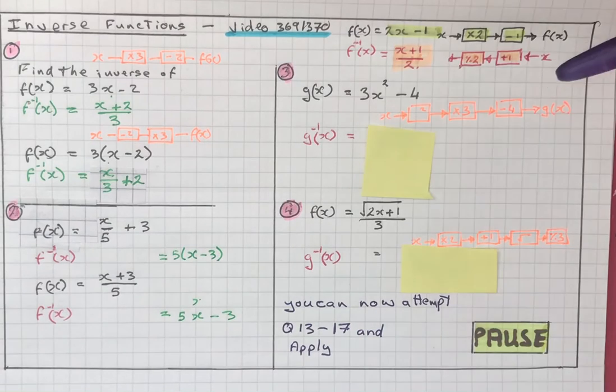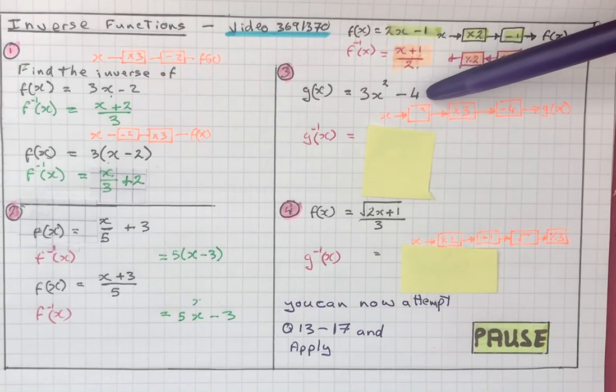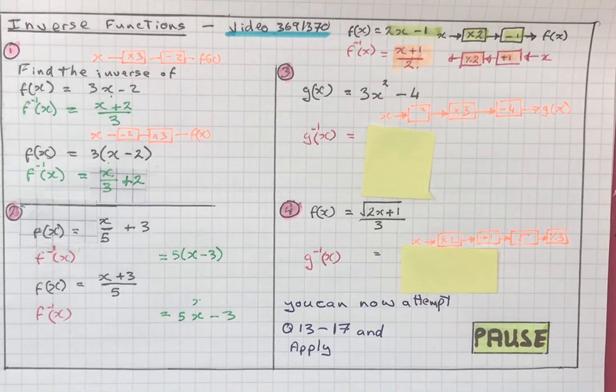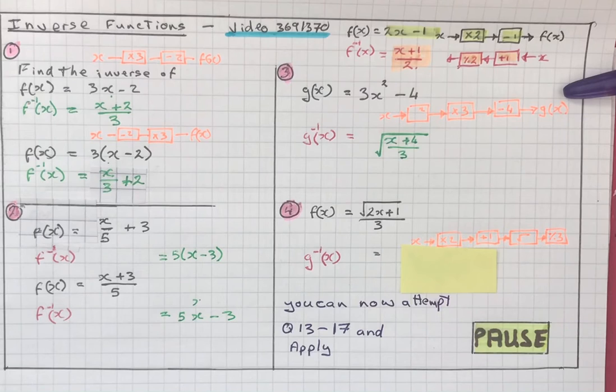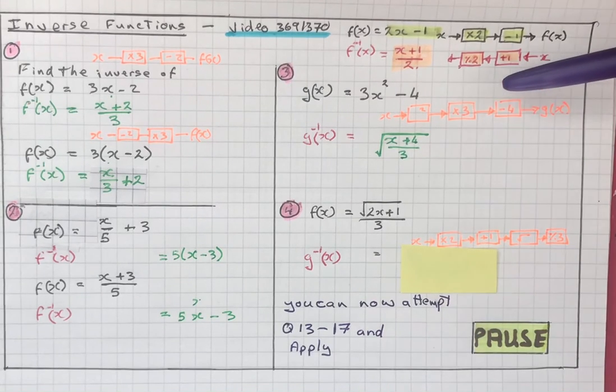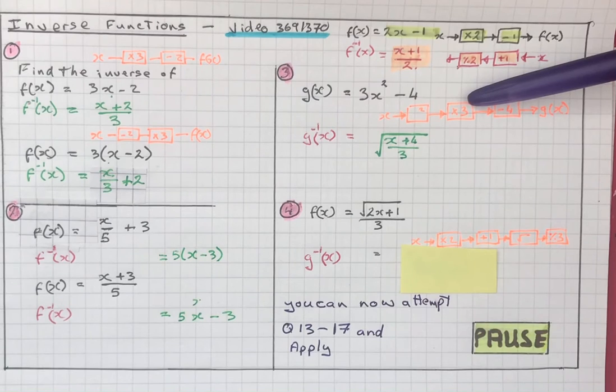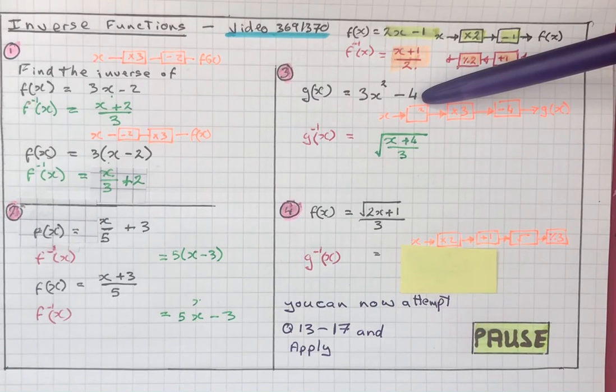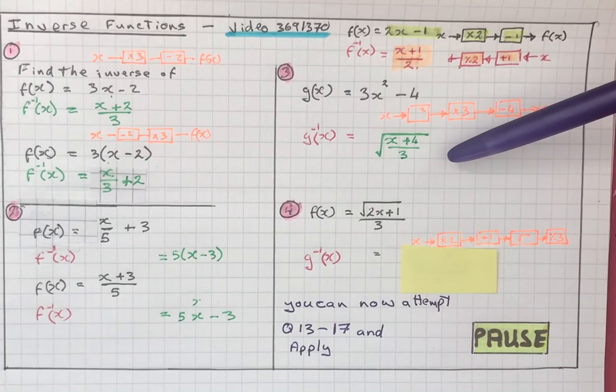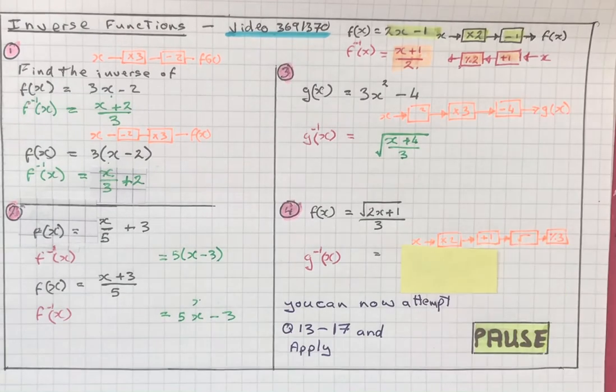Now, a little bit more complicated. If g of x is 3x squared minus 4, what would the inverse function be? Well, you can see I've done the function going that way. Can you press pause and see if you can get the inverse function? 3, 2, 1. Okay, if I work backwards, I must take x, add 4, divide that answer by 3, and then square root the whole thing. So I should have root x plus 4 divided by 3 in that form.